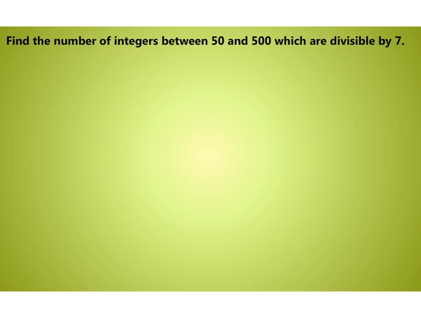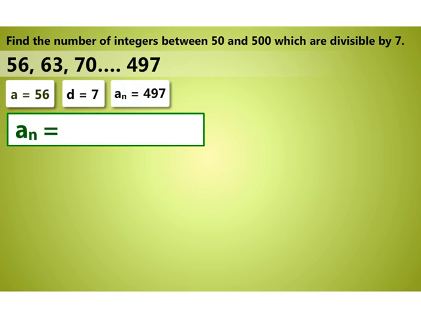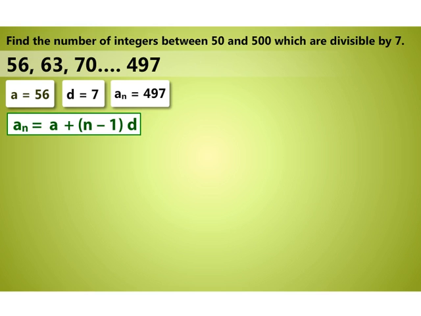Now, let us try another problem. Find the number of integers between 50 and 500 which are divisible by 7. Let us start making a list of integers between 50 and 500 which are divisible by 7. The sequence is 56, 63, 70, ..., 497. Here, the first term a is equal to 56, d is equal to 7 and An is equal to 497. We know that An = a + (n minus 1) into d. Substituting the values, we get 497 is equal to 56 + (n minus 1) into 7.